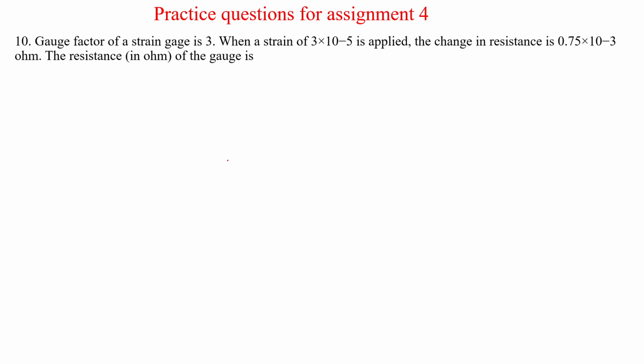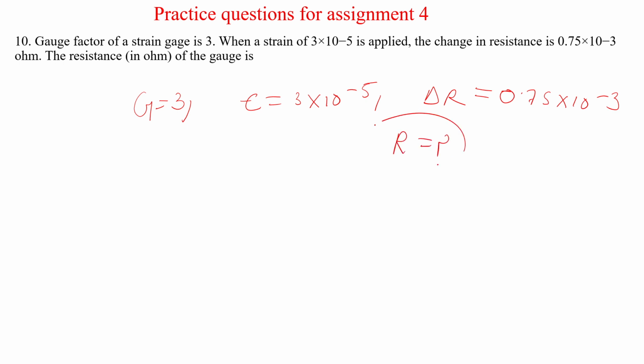See, the gauge factor for the gauge is 3. G is given to be 3. The strain is applied, the strain value is given as 3 into 10 to the power minus 5. The change in resistance, del R, is given as 0.75 into 10 to the power minus 3. Then what is the value of R? Can you find this? Just apply the formula. Please solve it.